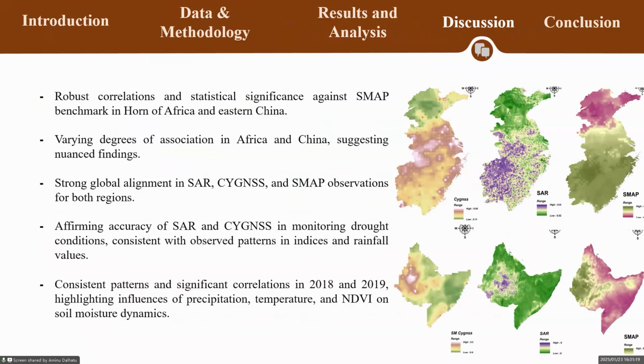These consistent patterns and significant correlation in 2018 and 2019 can suggest not only that there is an influence of precipitation, temperature, and NDVI. When we talk about NDVI, we basically talk about vegetation and soil moisture dynamics. We can also say that these drought conditions prolonged for a long time in these two regions, especially in Africa.